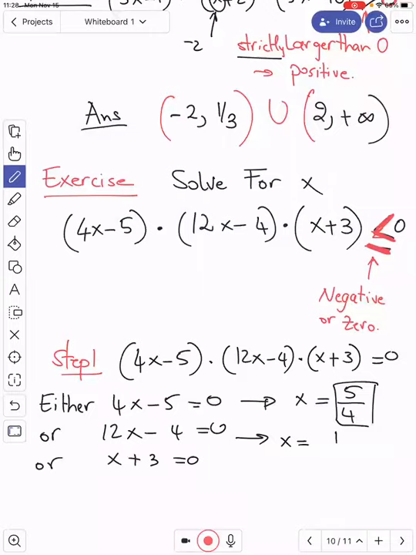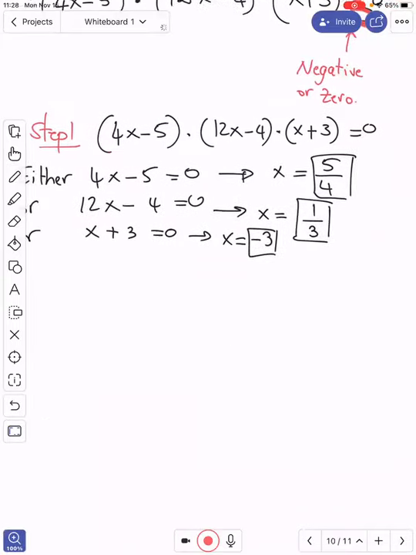So we have to reduce your answer, guys. If you get 4/12, then of course 4 and 12 are both divisible by 4, right? So that will be 1/3. So you have to reduce your answer. Now the third factor, x plus 3 is 0, then x is just -3. All right.